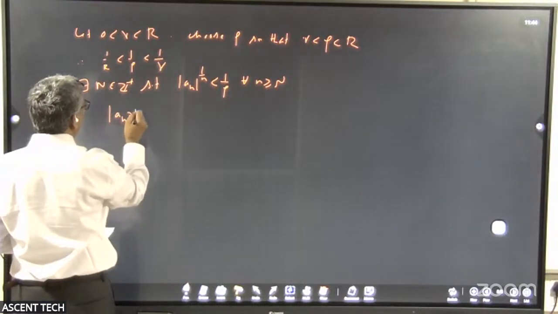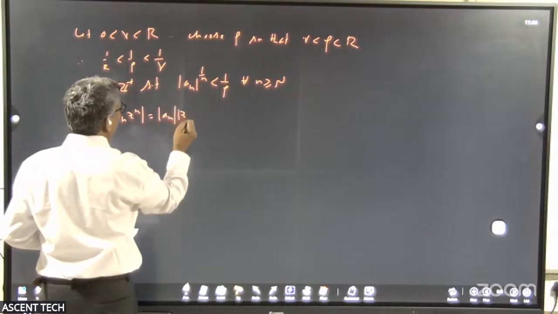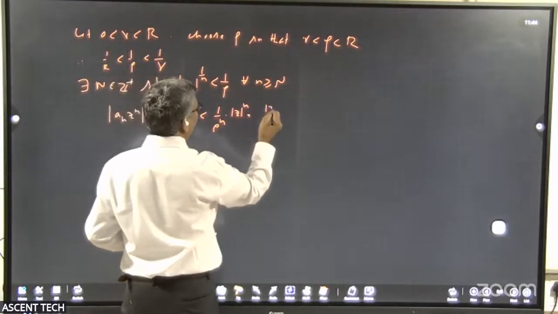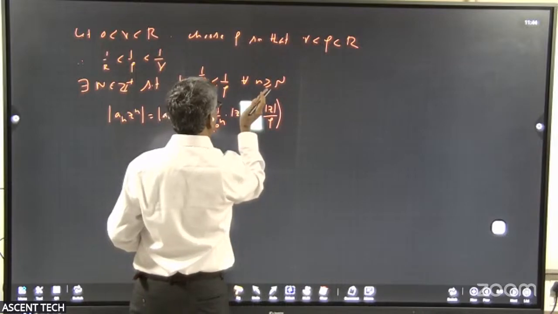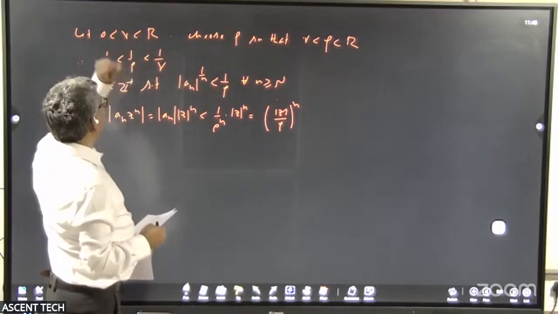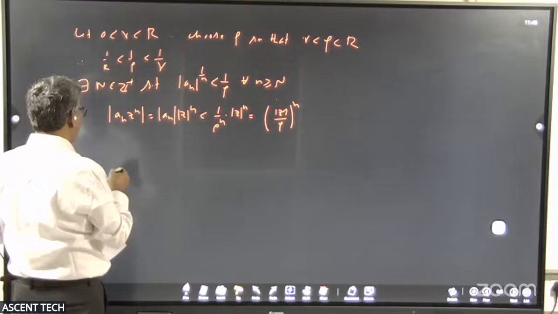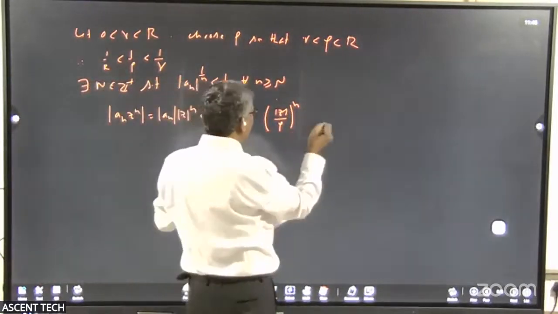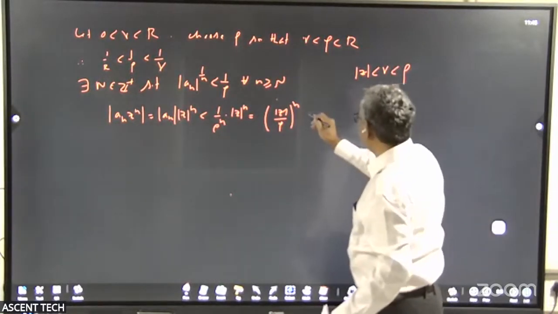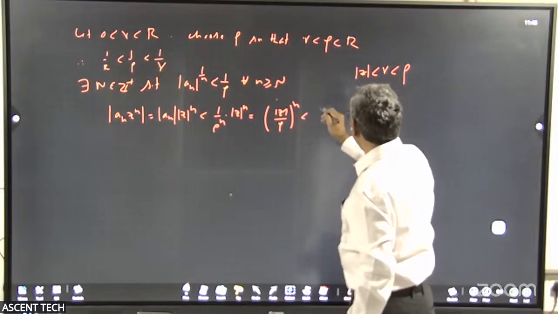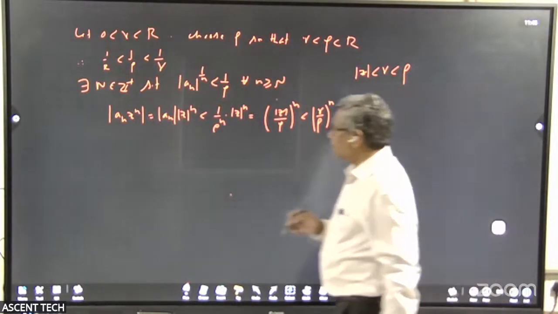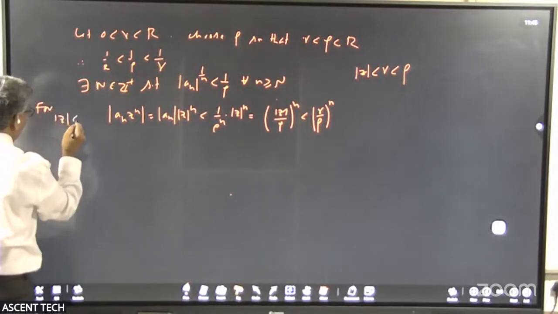Therefore, |a_n z^n| equals |a_n| times |z|^n, but |a_n| is less than 1/rho^n, into |z|^n, which is (|z|/rho)^n. So for every |z| less than r, this is less than (r/rho)^n. So for |z| less than r, you have the result.